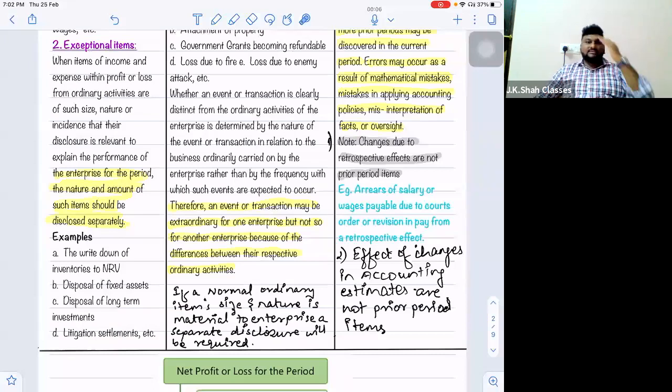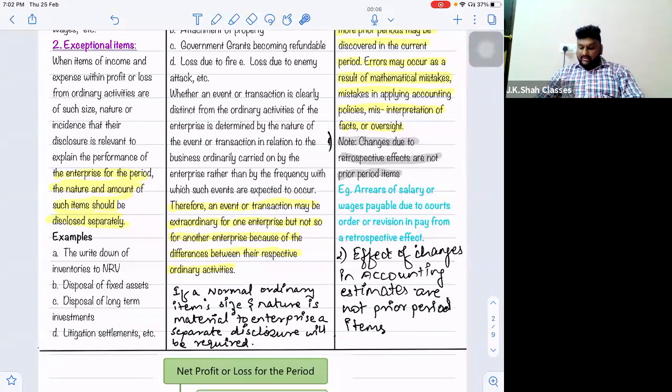Right. And the 5,000, which is a retrospective hike, is not a prior period item. It is a normal ordinary item because it is salary only. So it is ordinary in nature. Then only that 2,000 is countable as a prior period item. Yes, prior period item.